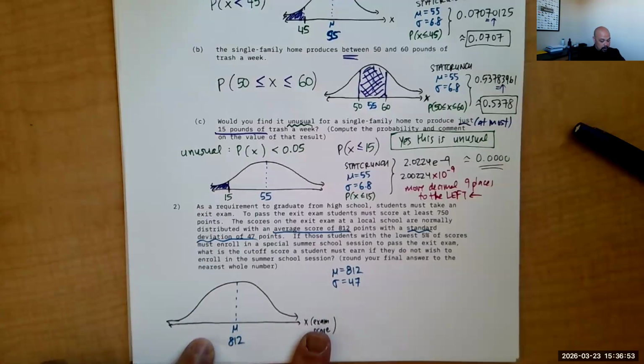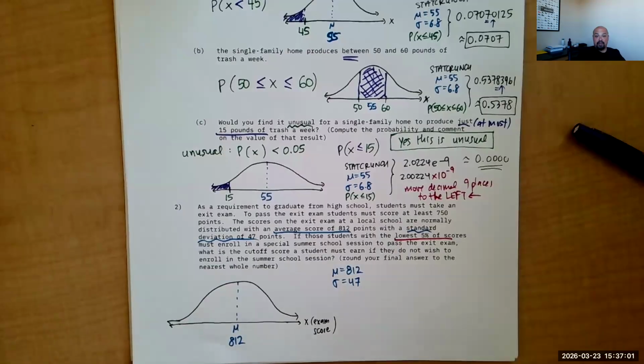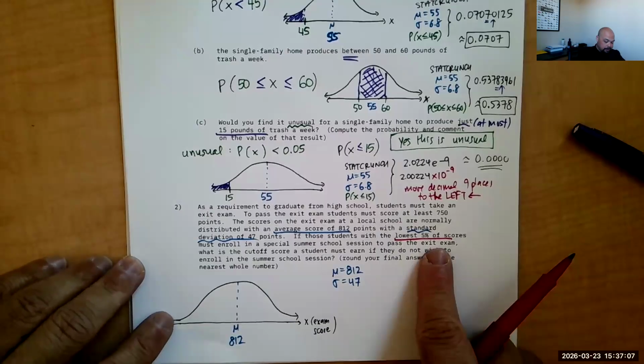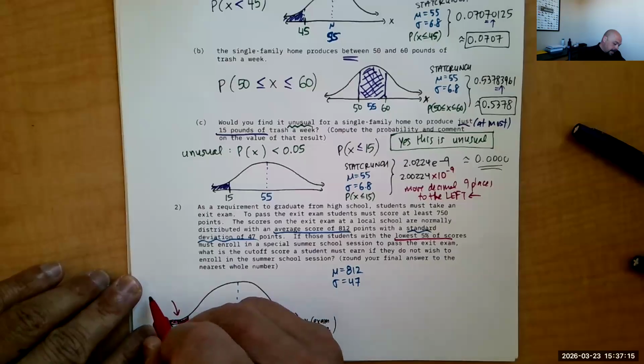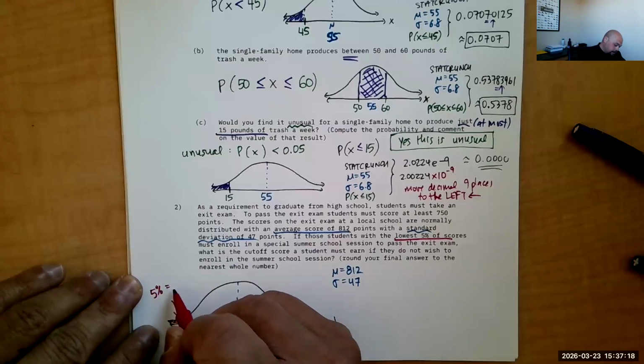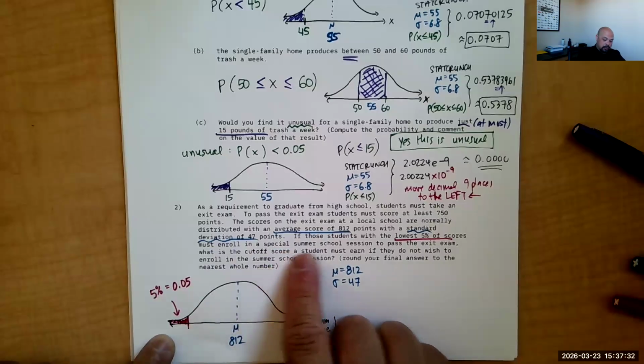Now, these are exam scores, with higher values to the right and lower values to the left. Consider the students with the lowest 5%. Other times, if you have the highest 5%, you might get a scholarship or some award. But here it's the lowest 5%, down here in the lower scores. That area of 0.05 is in this left tail, the lower values. And anybody with a score in this region is going to have to take that special summer school session.